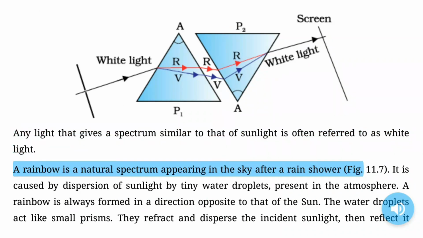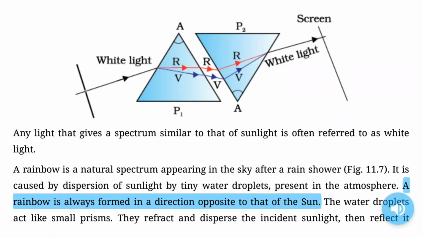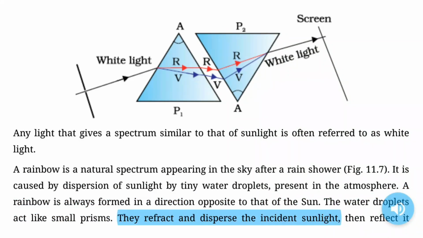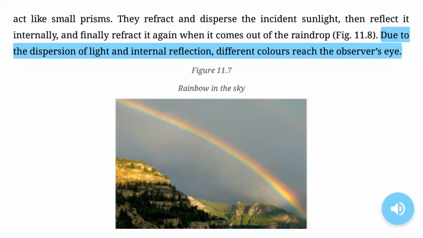A rainbow is a natural spectrum appearing in the sky after a rain shower. Fig. 11.7. It is caused by dispersion of sunlight by tiny water droplets present in the atmosphere. A rainbow is always formed in a direction opposite to that of the sun. The water droplets act like small prisms. They refract and disperse the incident sunlight, then reflect it internally, and finally refract it again when it comes out of the raindrop. Fig. 11.8. Due to the dispersion of light and internal reflection, different colors reach the observer's eye.